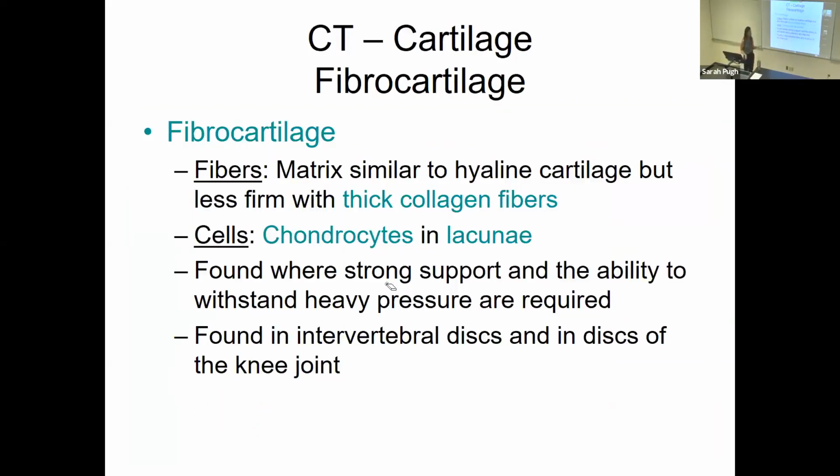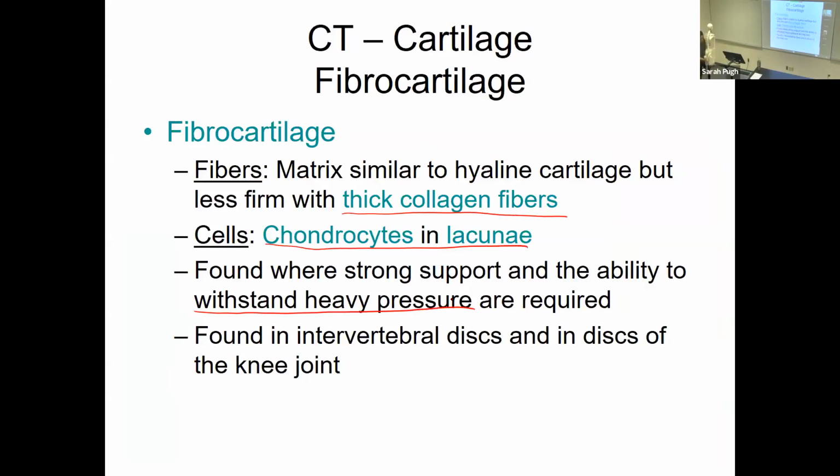And our last type of cartilage, our third type of cartilage, is called fibrocartilage. This is really similar to hyaline cartilage. It's not quite as thick, not as firm, but it does have nice thick collagen fibers in it. Still chondrocytes in lacuna. We're talking about cartilage. And we're going to find fibrocartilage anywhere where we need to withstand a lot of pressure. So this would be in places like the intervertebral discs.